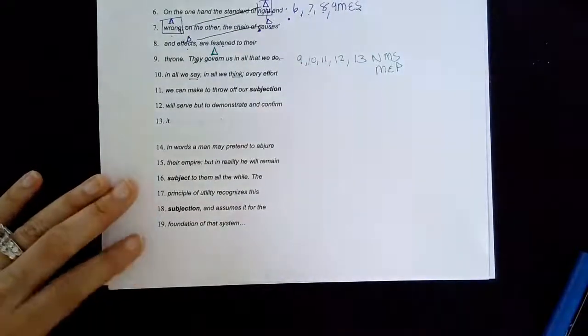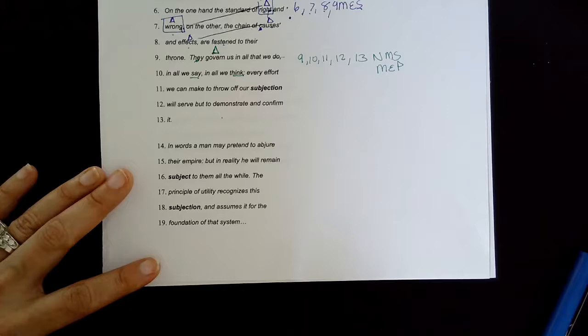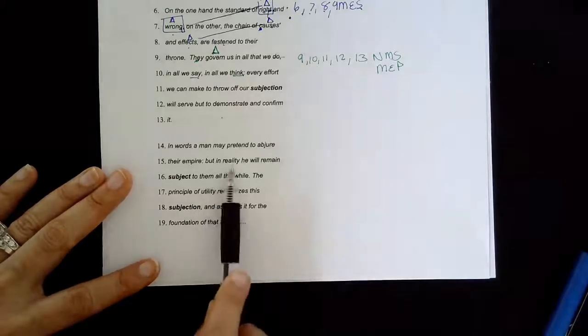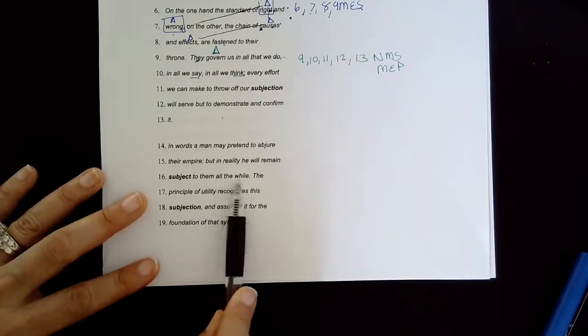So now let's go to the next paragraph. Okay, so in words, a man may pretend to abjure their empire, but in reality, he will remain subject to them all the while.